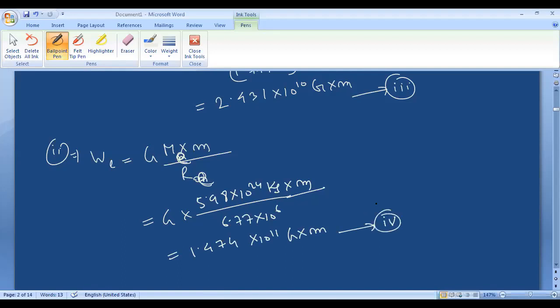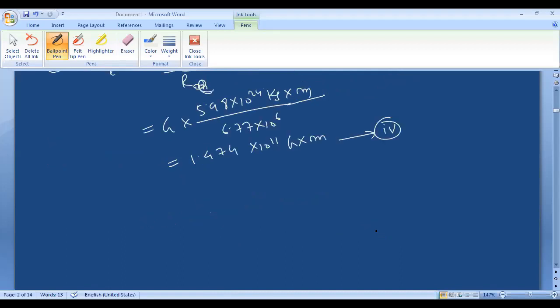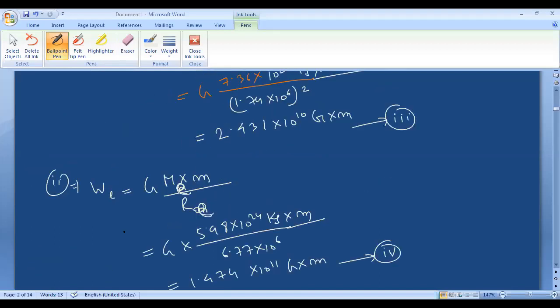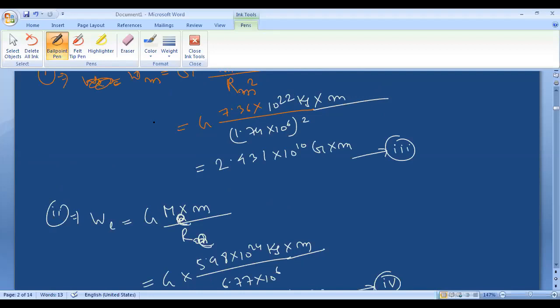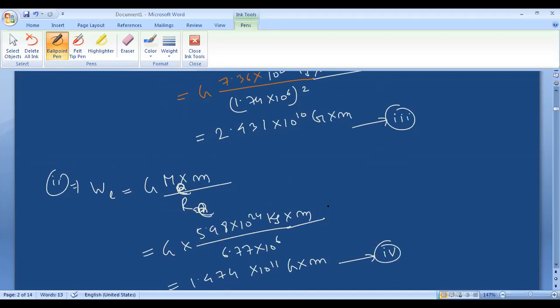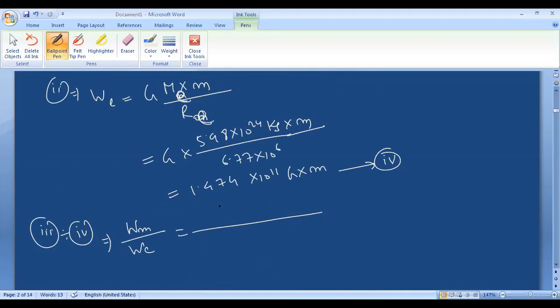Now divide your 3 by 4. Have you all finished writing up to this? Yes, sir. Okay, now divide 3 by 4: left hand side with left hand side, right hand side with right hand side. So the left hand side is Wm by We. The right hand side is 2.431 into 10 to the power 10.